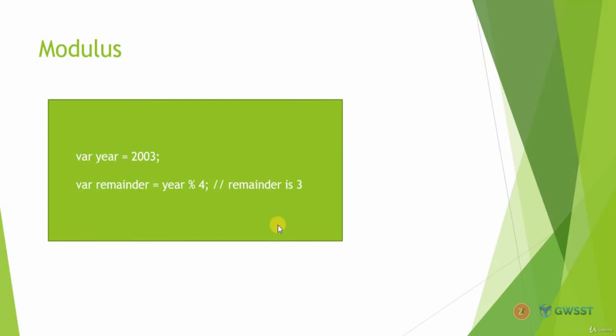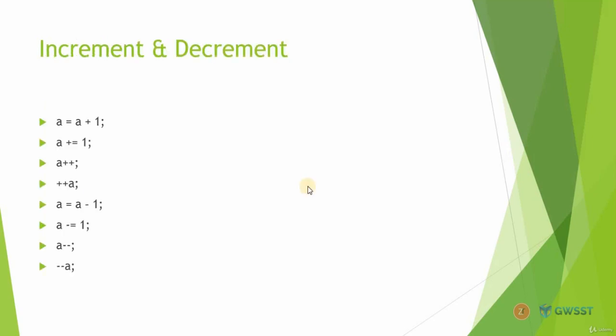The same way we have a modulus, but in modulus, instead of dividing or multiplying, we are checking the remainder. For example, I just create a year called 2003, and if I want to check the leap year of that particular year, then I'll be writing the modulus of 4. So that will give me a remainder of 3. The same way we have increment and decrement. For example, instead of writing a is equal to a plus 1, we can write a plus equal to 1 or a plus plus. It is exactly the same as plus plus a, or the same thing goes for subtraction also.